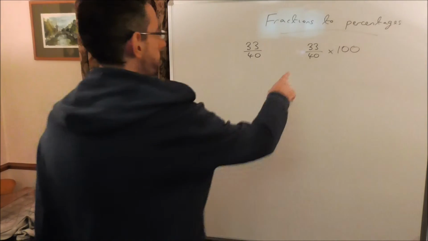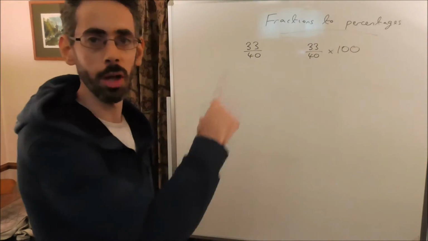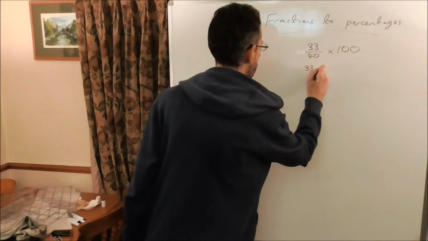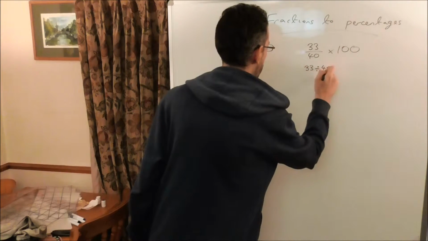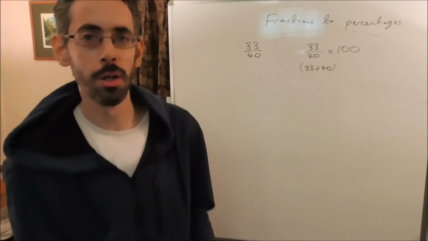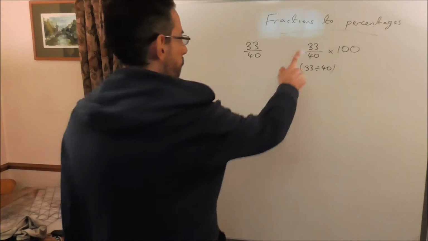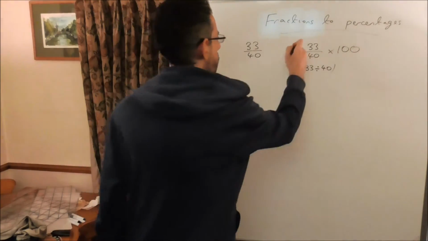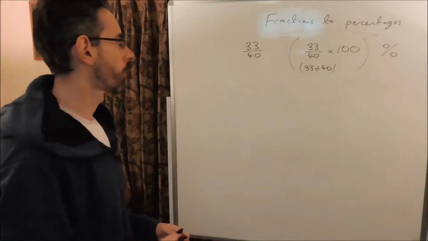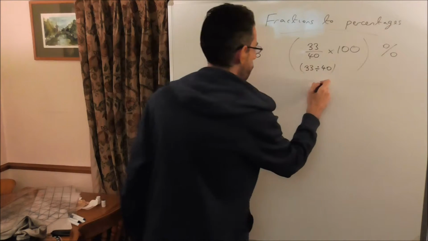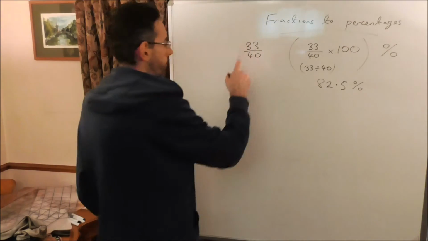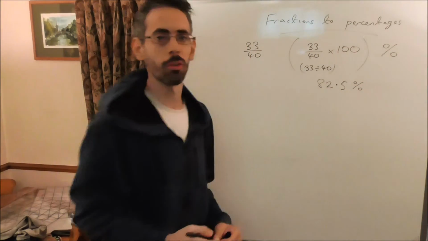To enter the fraction on your calculator, there may be a fraction button, and you can just enter it like that. Or if you don't have that button, you can just do 33 divided by 40. That's another way of entering it on the calculator. 33 divided by 40 is the same as 33 over 40, really. And then, of course, you just multiply by 100. And whatever number you get, it's that percentage. So the number you should get on the calculator is 82.5. So 33 over 40 as a percentage is 82.5%.